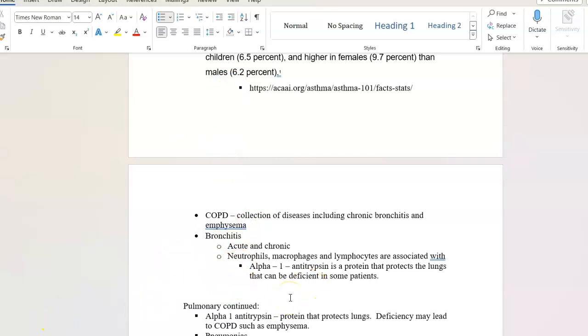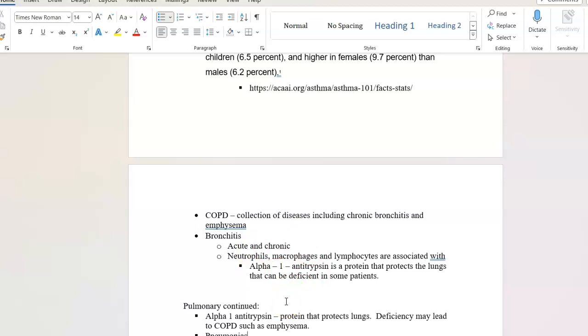Okay. So alpha-1 antitrypsin is a protein that normally protects the lungs. Some patients can be deficient in it, and it can lead to chronic bronchitis, emphysema, asthma. It's really kind of a sad thing. And this can pop up in people who have never been smokers, and they can end up with issues. So definitely know about that protein.